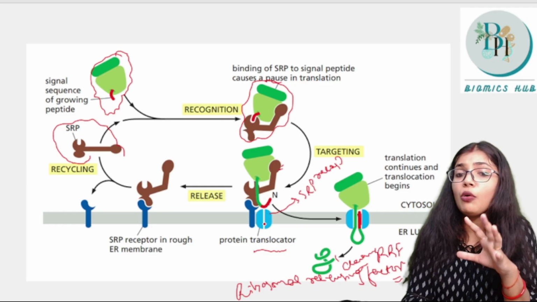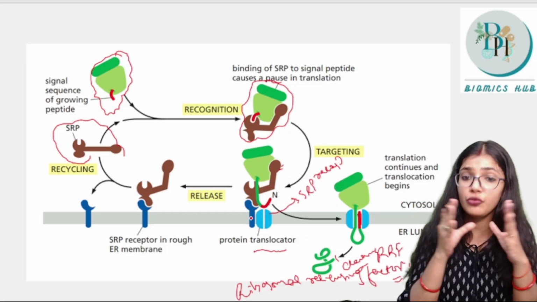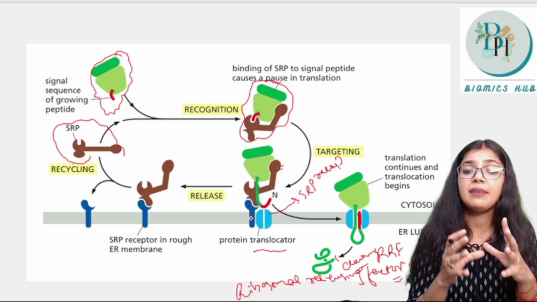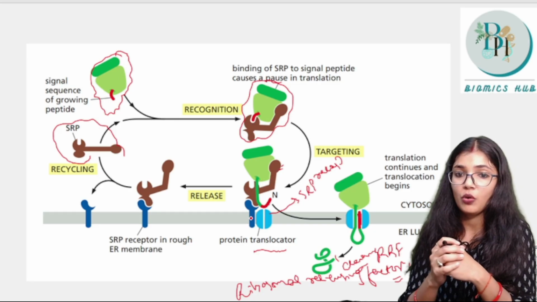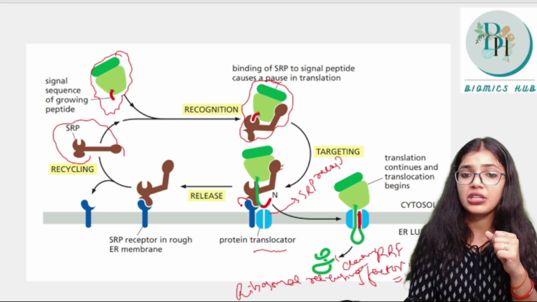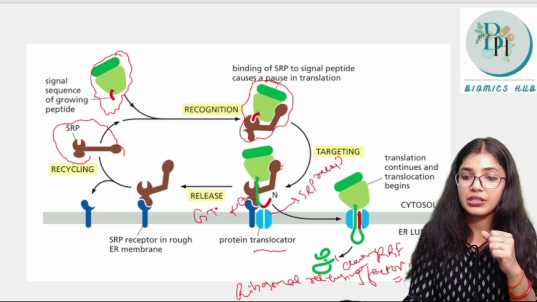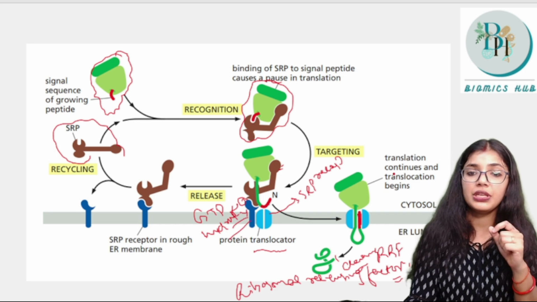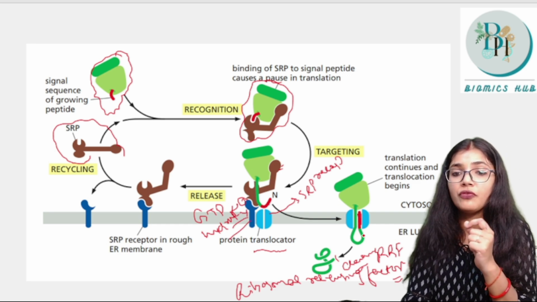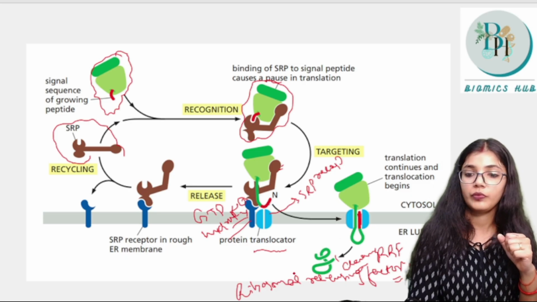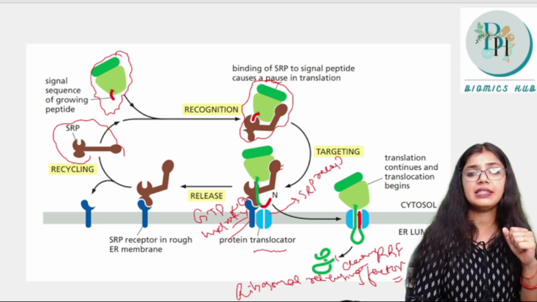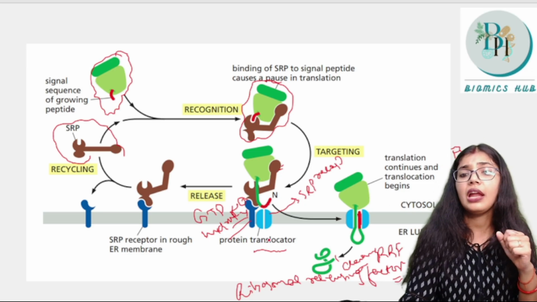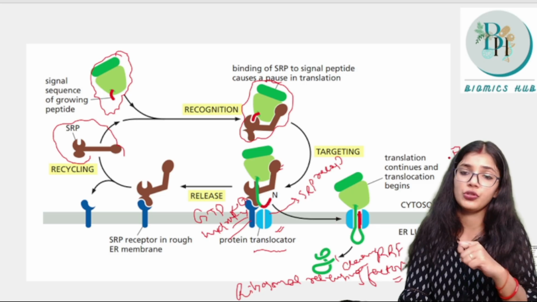For this process to be done, the translocation channel is now being closed. During the opening of the translocator, GTP hydrolysis takes place. There will be binding of a GTP, and the GTP hydrolysis helps in opening this translocator. So what is the requirement for this protein translocator to be closed?